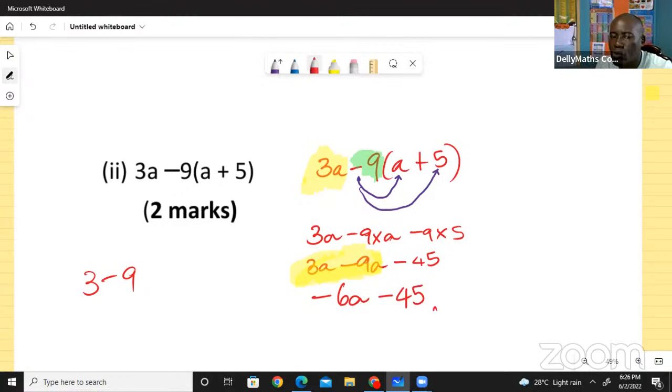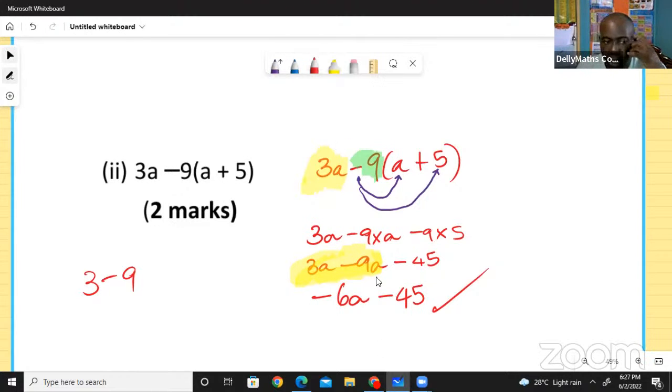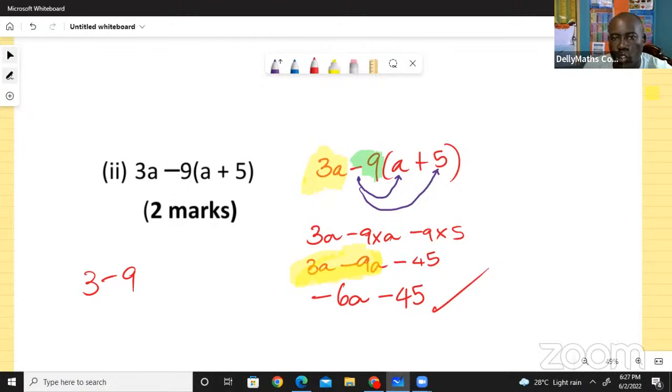Sometimes people try to do something with this. You can't do anything with this because the -6a and the -45 are not alike. There are 2 different types of term. One is what we call a constant, meaning it's just a number without any letters attached to it. And the other one is -6a, all right? Very different. You can't do anything with them, so you're just going to have to leave it there, and that's how you'll get your 2 marks there.